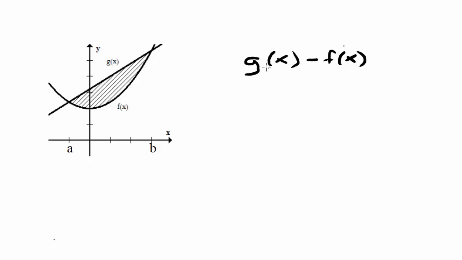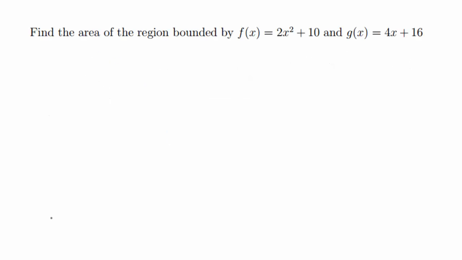To sum the area, we integrate g of x minus f of x from a to b, which would be written like this. Let's go ahead and do an example.